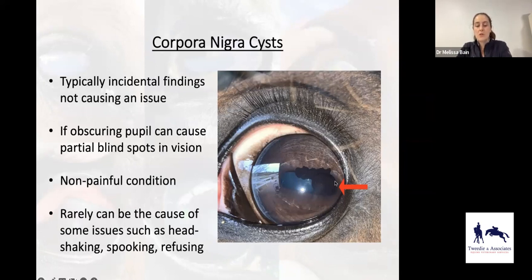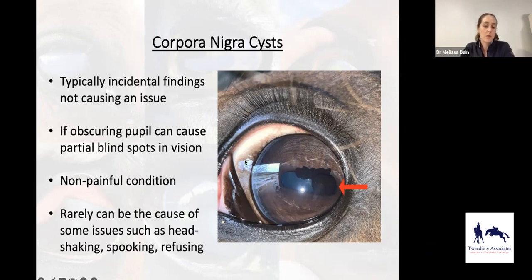More often than not, we just find these incidentally, either at a general health check, we just notice that there's something there. And generally, 90% of the time, they don't cause an issue. They can become an issue if they are large enough to obscure the pupil, especially in brighter lights, or if there's a secondary issue. Now, I'm not sure if you can see, but this horse also has some cataracts in this eye. So potentially this eye could be problematic.